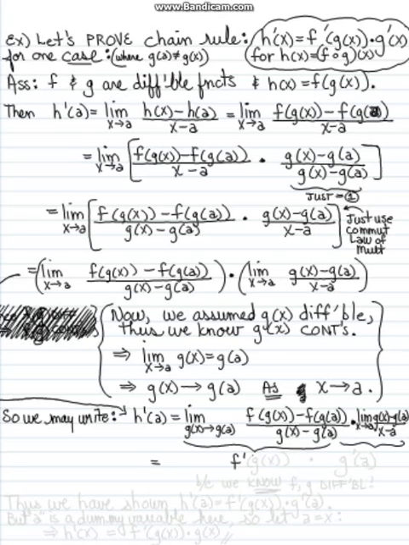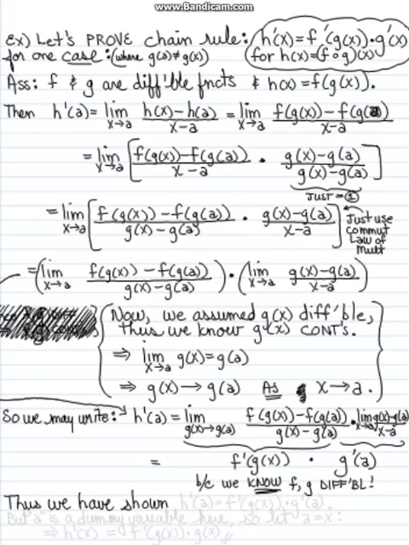Okay, now these should look familiar. The one on the left is actually the definition of f prime of g of a, and the one on the right is actually the definition of g prime of a. And by the way, we could not have even said that that's what these two limits were equal to if we didn't already know at the very beginning in our assumption that f and g were differentiable.